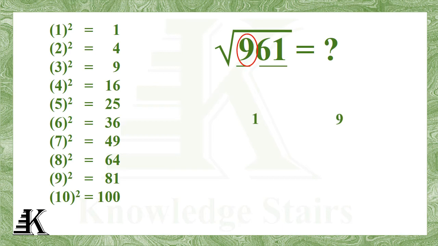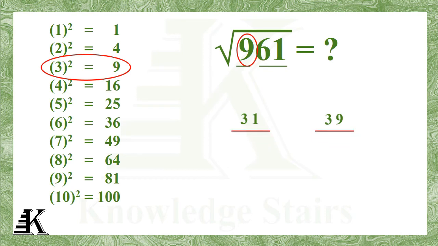Now again we will see which number has a perfect square very close to 9 or less than 9, that is 3, whose square is 9. So we will write 3 at the tens place. Now again we have two numbers, one is 31 and the other is 39.